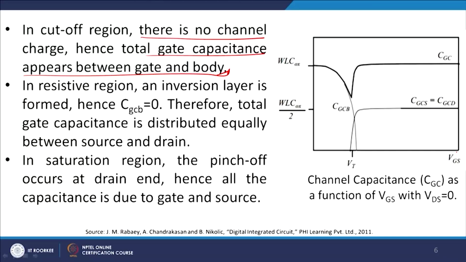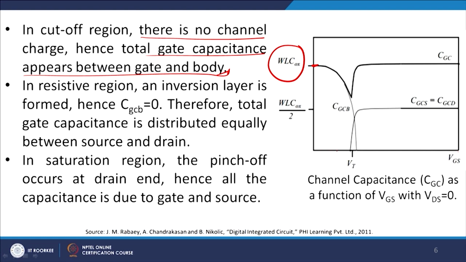Now, if you plot VGS versus capacitance here, and we will see how it works out, when your gate voltage is very low or in the cutoff region, your Cox is basically oxide capacitance per unit area, multiplied by area gives you the total capacitance. So, the total capacitance is something like this.